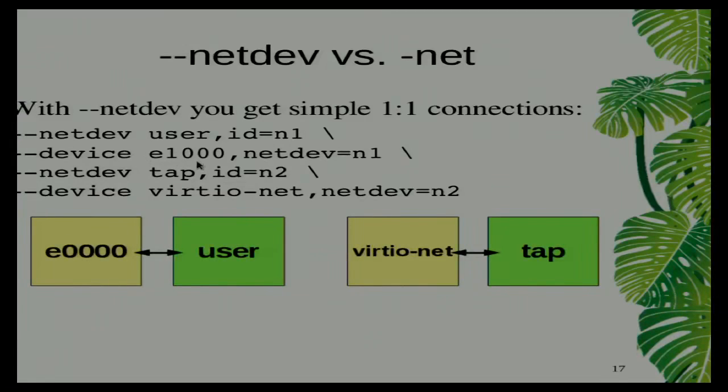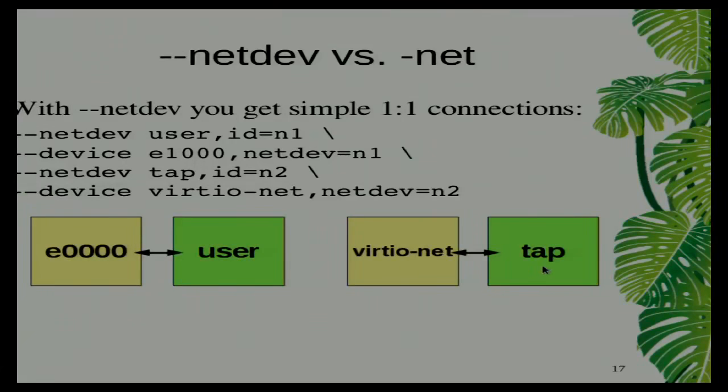And the first one is an E1000 device connected to a user netdev, so connected via the ID. And the second one is a VirtIO net connected to a tap host backend with N2. And in this case, you really get a straight connection between your E1000 and the user, and the VirtIO net to the tap. That's normally what you want.